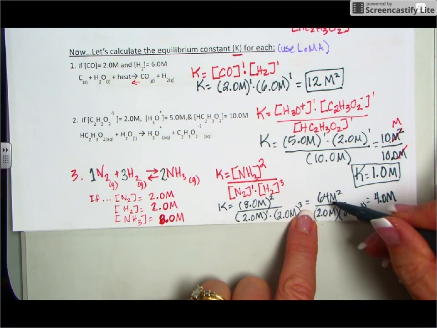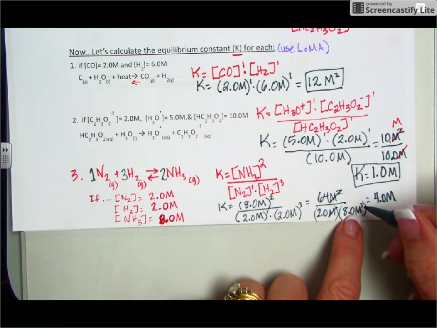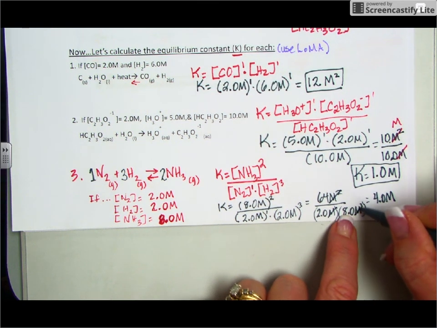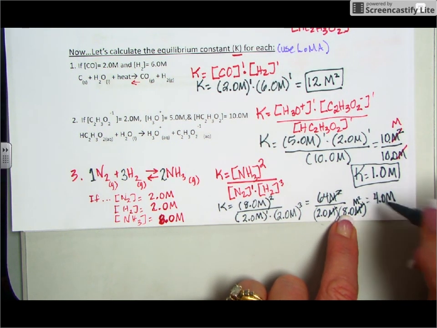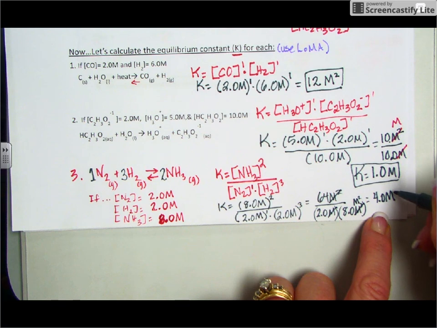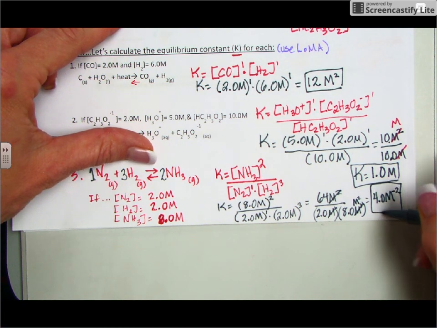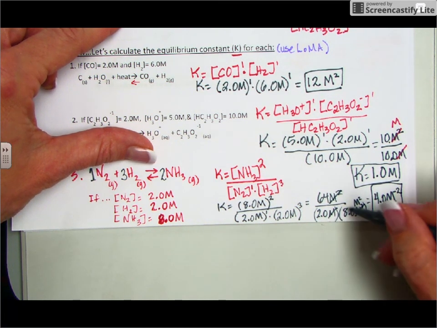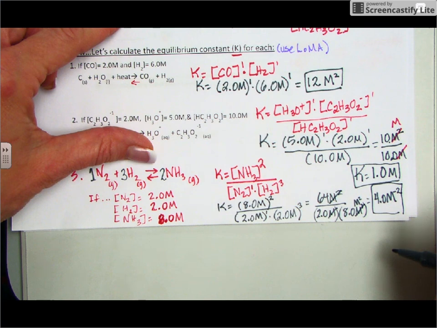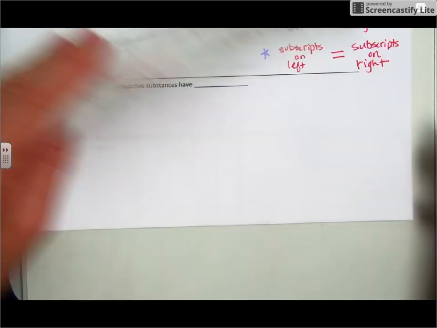Let's see, this molarity squared cancels with one of these and one of these here, which leaves you with molarity squared on bottom. So the unit on this is going to be 4.0 molarity to the negative 2 power if you bring that to the numerator, because the actual unit is 1 over molarity squared. Notice your unit doesn't cancel in the denominator here. All right. So hopefully you got that.